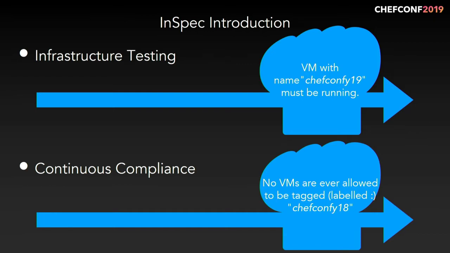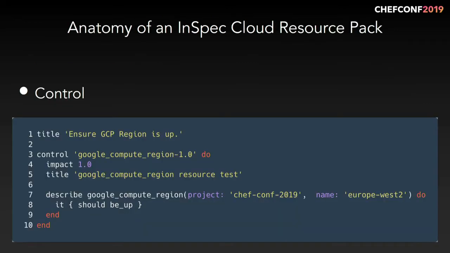So let's talk a little bit about how those two use cases are satisfied by Cloud Resource Packs. Here is a typical control. On line 7, you'll see that we instantiate a resource, in this case the Google Compute region. We give it a project and a name, and then we test a particular thing. We say it should be up. That's nice human-readable syntax, but it doesn't come for free.